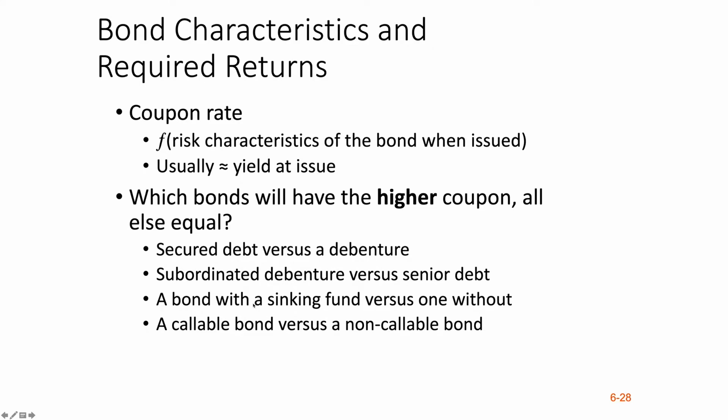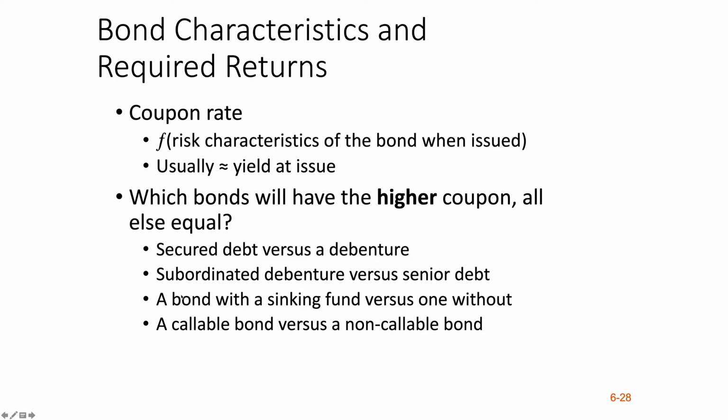You share the risk. The last one is a callable bond versus a non-callable bond. It's kind of tricky here. With a callable bond, you can refinance. A non-callable bond is not refinanceable. So which one is more risky from the lender's view? Callable bond is actually riskier, because when interest rates go down, the borrower will pay it off. Then you have reinvestment risk.